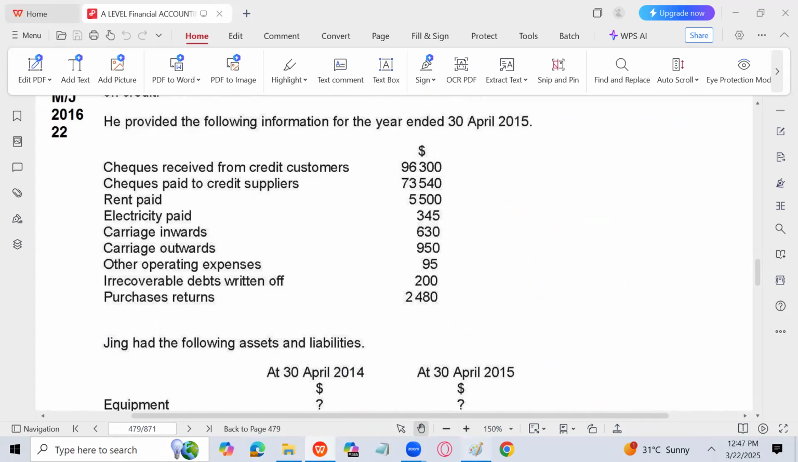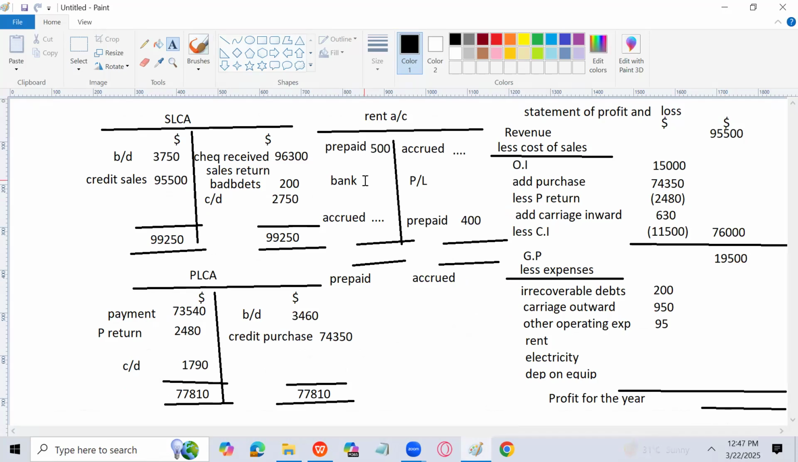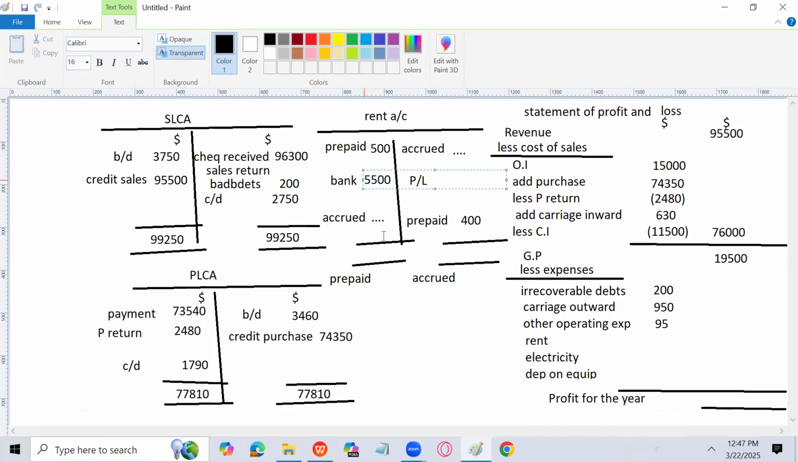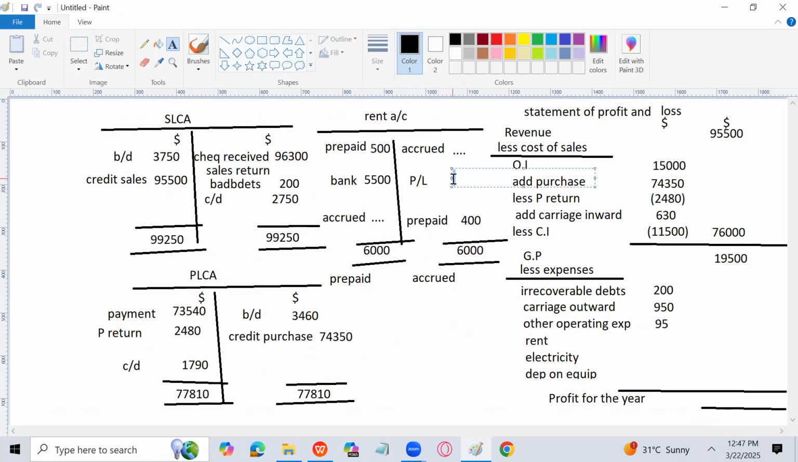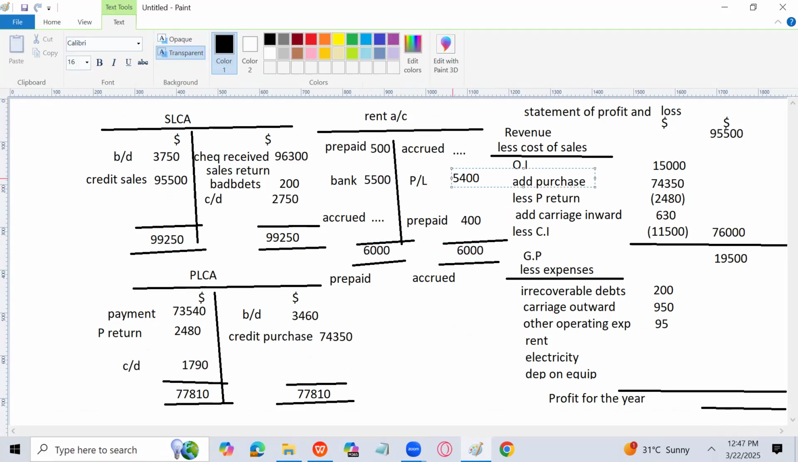5500 is the rent actually paid. Now I can get the profit and loss account figure. The total is going to be 6000, where I will also write 6000, and the profit and loss figure is going to be how much? 5400.